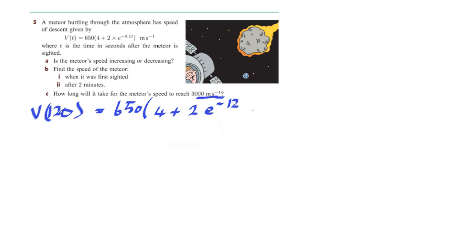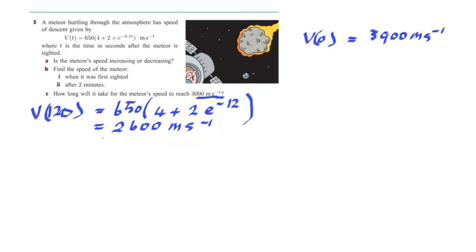Now you could do 1 over e to the 12 or 2 over e to the 12, but on the calculator it's easy enough to put a negative power in and find out the velocity. So that calculation after 120 seconds is slower than the initial of 3,900 metres per second. So that also confirms part B.